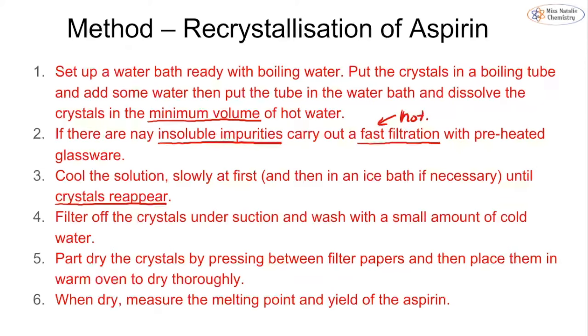We're then going to filter the crystals under suction using our Buchner funnel, and then we want to wash with a small amount of cold water just to get rid of any soluble impurities. And then we allow the crystals to part dry between the filter paper and then put them in a nice warm oven to thoroughly dry them and get rid of any water that may be there. And then we want to check its purity, so we do that by measuring the melting point and then checking the yield.